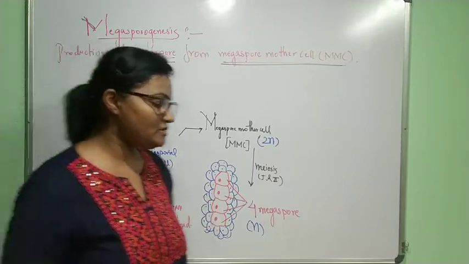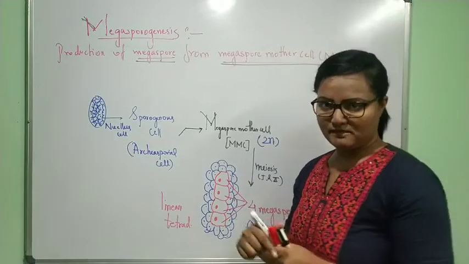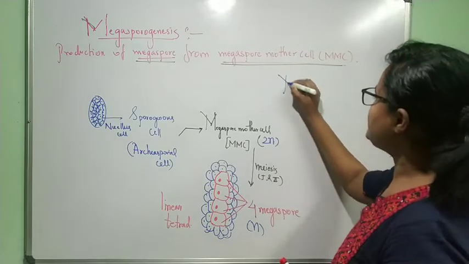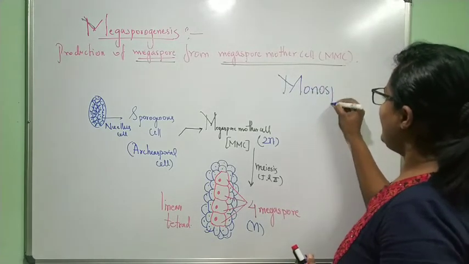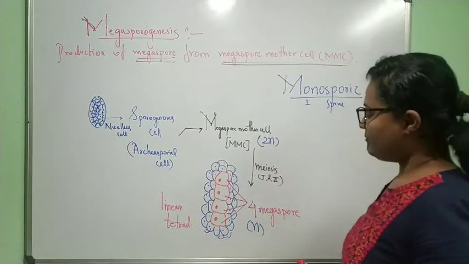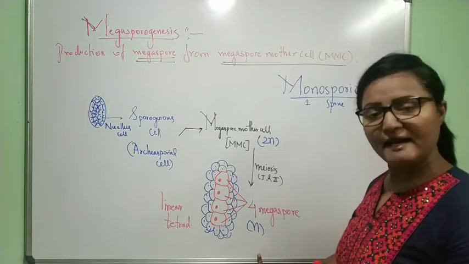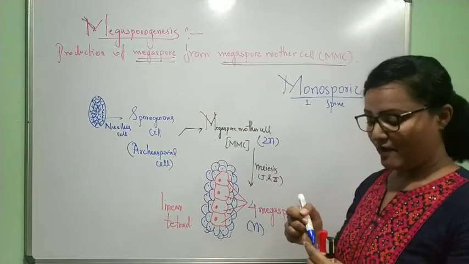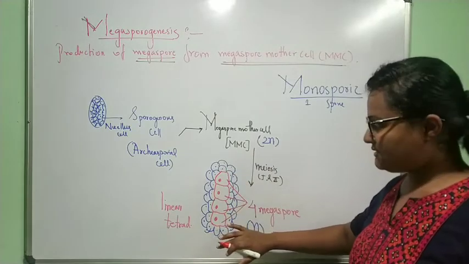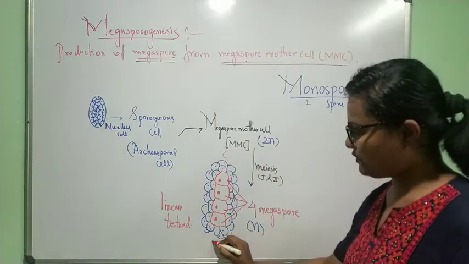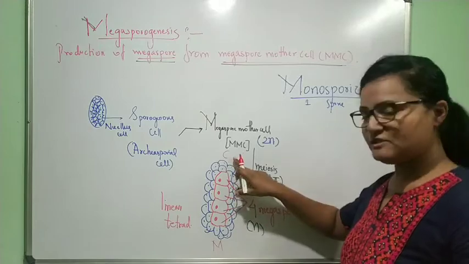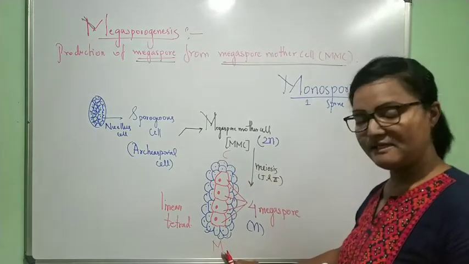After formation of the 4 megaspores, what happens? In angiosperms, the development of megaspore is sometimes called monosporic development. Monosporic means single spore, but the result is 4 megaspores. But why is it still called monosporic? Within these 4 megaspores, just imagine this is the chalazal end, this is the micropylar end. Just remember the structure of the ovule; the below end is the chalazal end, the above end is the micropylar end.